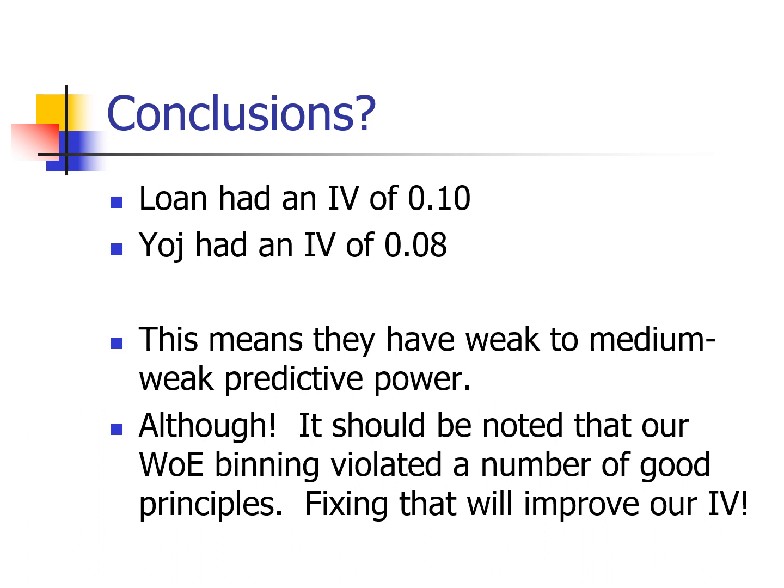All right, so here we go. Conclusions. Loan had an information value of 0.10. Years on job had an information value of 0.08. That means, okay, so I did put it here, they have weak to medium-weak predictive power. But again, we should keep in mind these are bad bins, so I would expect their information value to be low.